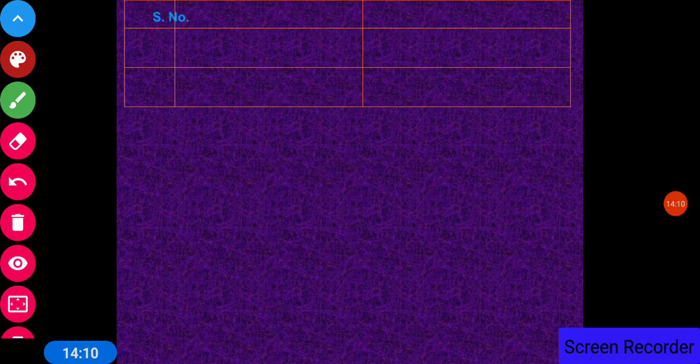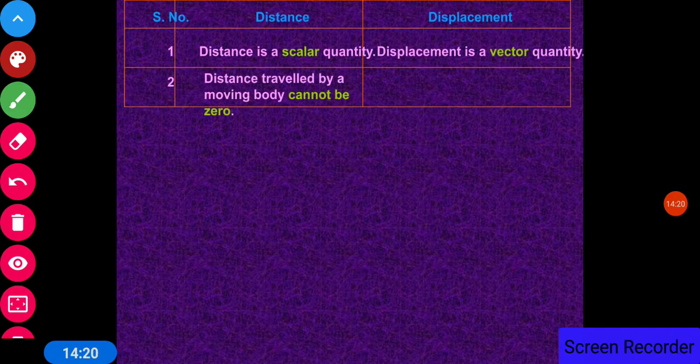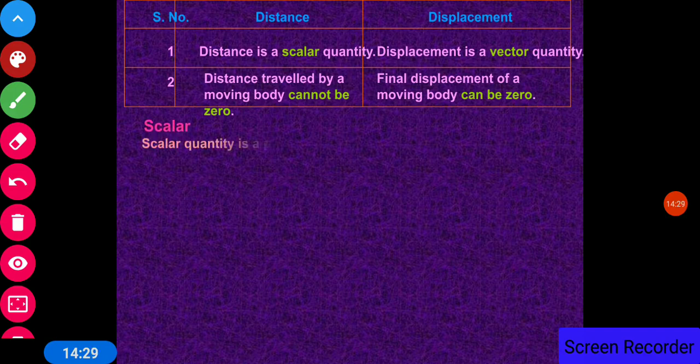So, what can we say? That the difference between distance and displacement is: distance is a scalar quantity, displacement is a vector quantity. The distance traveled by a moving body cannot be 0, while the displacement of a moving body can be 0.